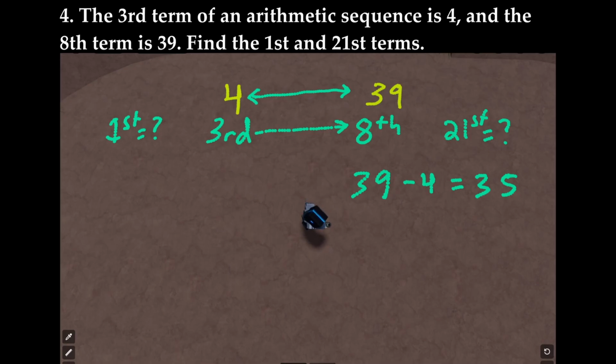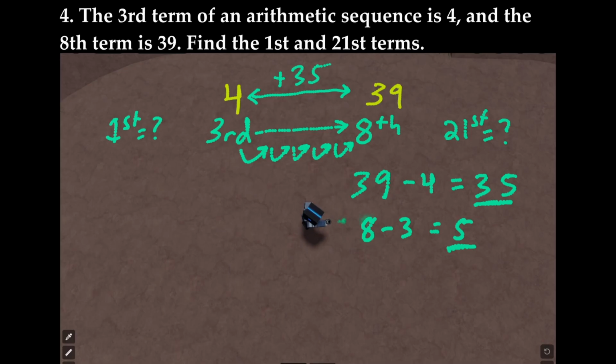Well, just do 8 minus 3, and that's 5. So basically, we were adding a number 5 times. So we're going to add 1, 2, 3, 4, 5 times. But what's the number we're adding? Well, think about it. We added a number 5 times, and then we moved 35 units in total.